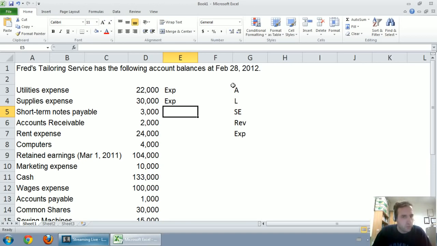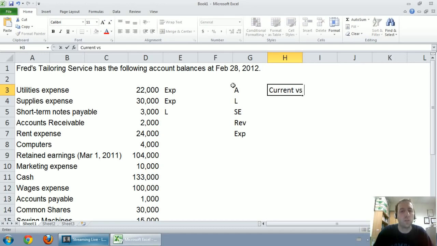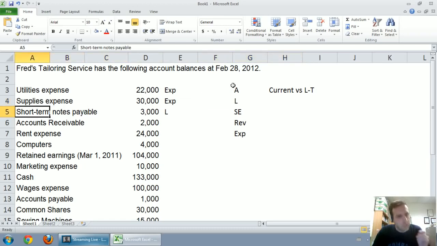The next one is short-term notes payable, and we, of course, know if it has the word payable, that makes for a liability. It's something that we owe. So I'm going to note that it's a liability, but with liabilities and assets, I'd like to go a little bit further. I'd like to classify them as current or long-term. And what I mean by that is current means that it's a liability or an asset expected to be used up within a year or paid off within the year. So for our example of short-term notes payable, if it's a debt that I have to pay off within the year, that makes it current. If it's a longer-term debt, more than a year, that makes it long-term.